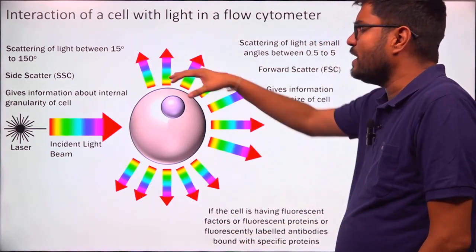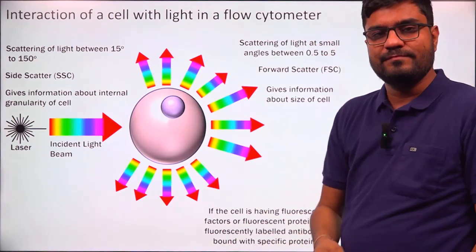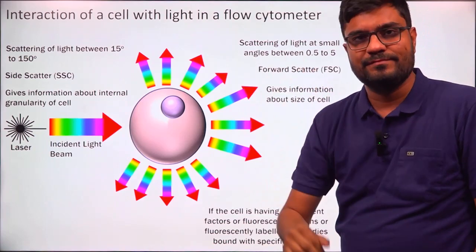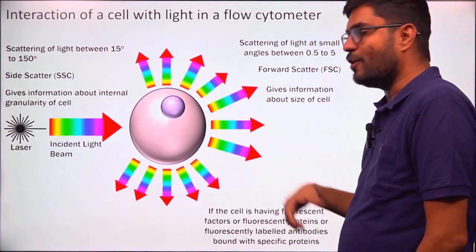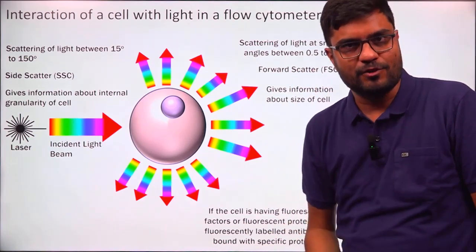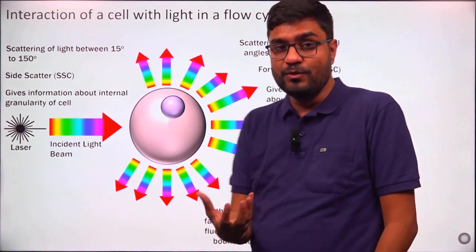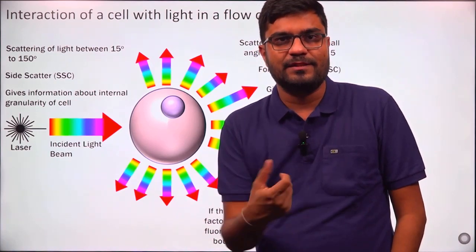Now, some of the light can enter inside the cell and it will be scattered by the organelles, by the biomolecules, or you can say by the granules of the cells.